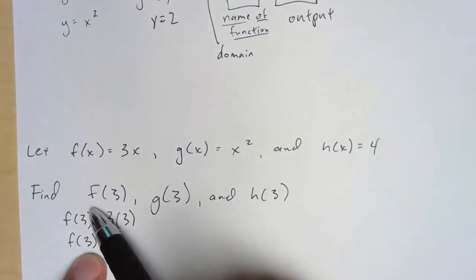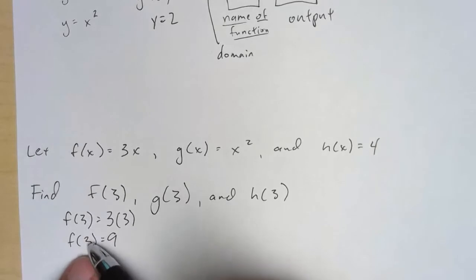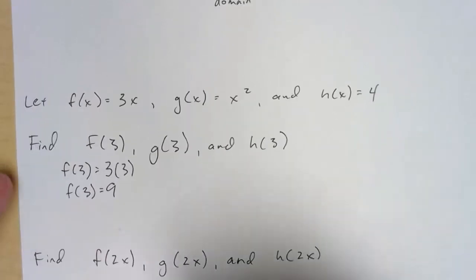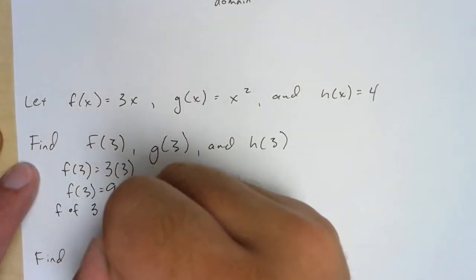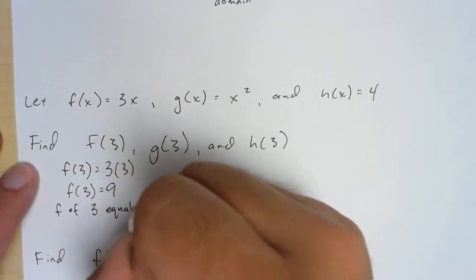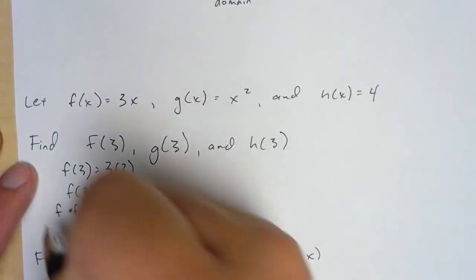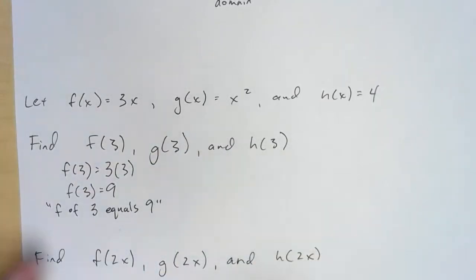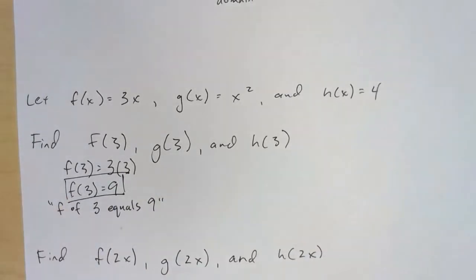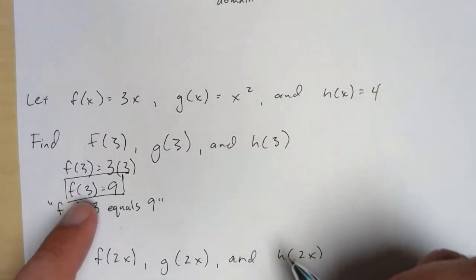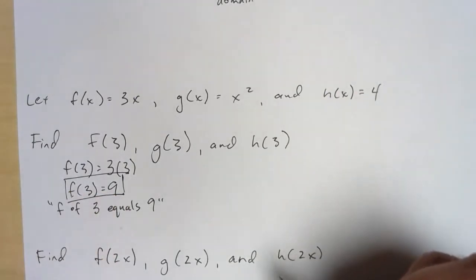Instead, we can say, look at the f function. If you put in 3, the output is 9. f of 3 equals 9. This is not f times 3. This is said as f of 3 equals 9. And this is how you would say this thing. So this is done. You don't have to do anything else to it. You don't have to divide by 3. This is not f times 3. This is f of 3. So my f function evaluated at 3 puts out an output of 9.